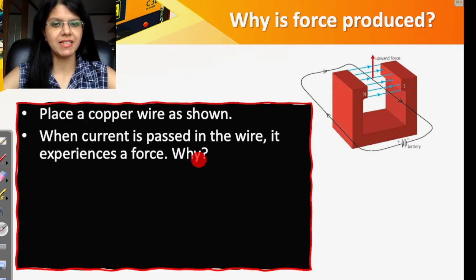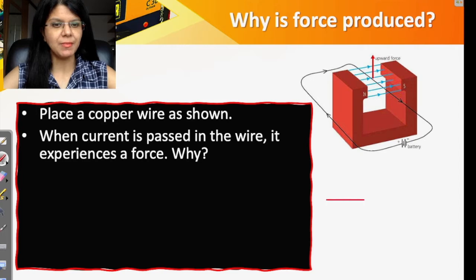Why? Now this is a question that I want you all to think about. You have a magnet. In between you have a wire which is carrying a current. As long as there is current in the wire, there will be a force produced. So why is this force produced? Think about it for a while. Pause the video if you want to, and then get back and start the video again. Otherwise, I'll give you a hint as well.